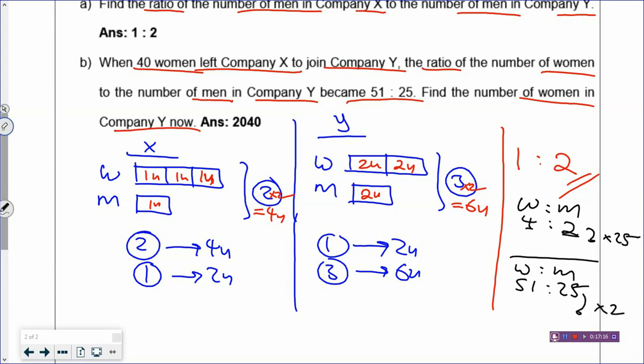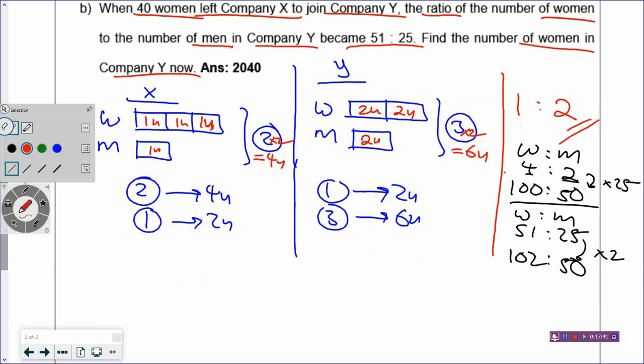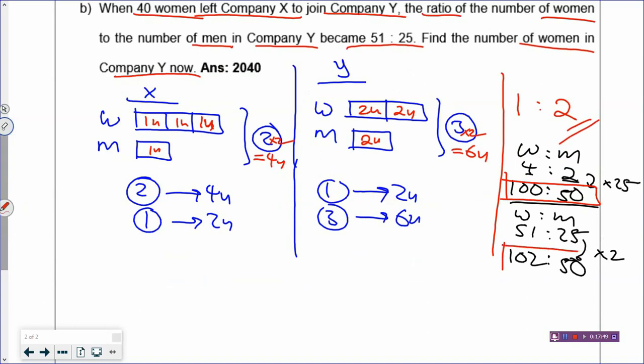Whatever unchanged, make equal. Okay, very important lesson. What is unchanged, make equal. So 2 times 25, you will get 50, and 4 times 25 will be 100. Am I correct? And then how about the after? Now 25 times 2 will be 50, and 51 times 2 will be 102. So what is the ratio that you see now? Now in the before ratio, in company Y, it is 100 is to 50. That is the ratio at first in company Y. And the ratio in the end in company Y is 102 is to 50. And can you see the men is unchanged? Still 50, right?